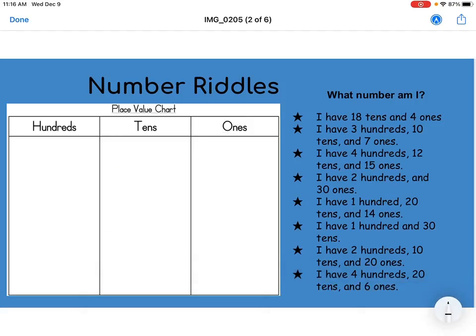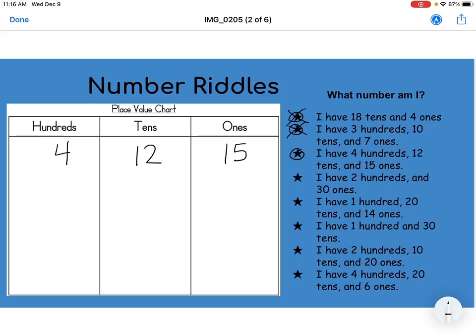If you have to pause to draw your chart, that's fine. Just come back. All right, the next riddle, and we are on this one now. I'm going to check off the ones that we've done. All right, so we are on the third riddle. It says, I have 4 hundreds. I'm going to go ahead and write that. I have 4 hundreds, 12 tens, ooh, we got some regrouping, and 15 ones.